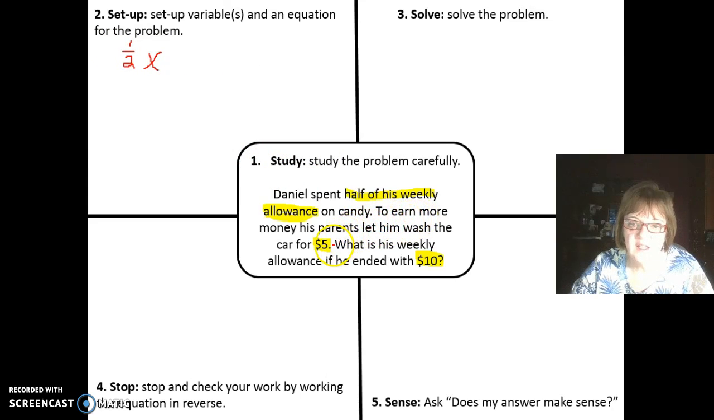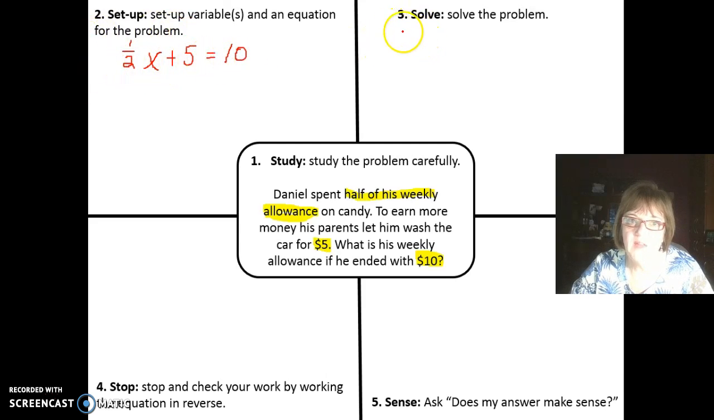And they said so he could earn more money, they let him wash the car for $5. So he added $5 to his amount, right? He added $5, and he ended with, because it says, what is his weekly allowance if he ended with $10, or he has $10 at the end. So if he only had half of his weekly allowance left, his parents let him earn 5 more, and he ended with 10, there's our equation: 1/2 X plus 5 equals 10.